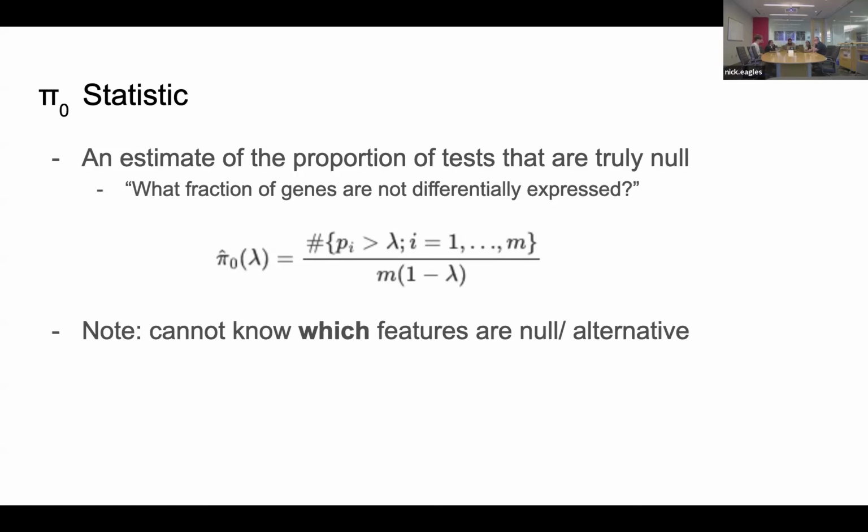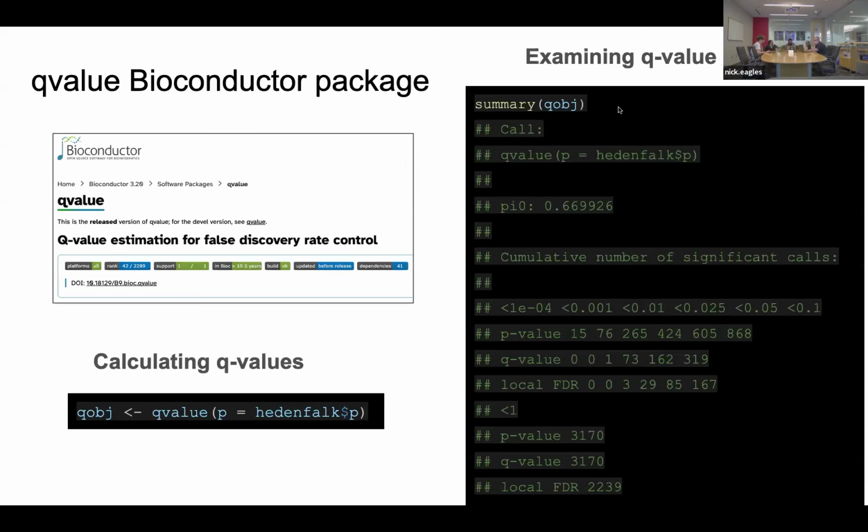But while it gives you a proportion of tests that are null versus alternative, you don't actually know which genes or which features those are. So you're not able to just say these ones are definitely truly significant versus not. But still a pretty useful measure to have.